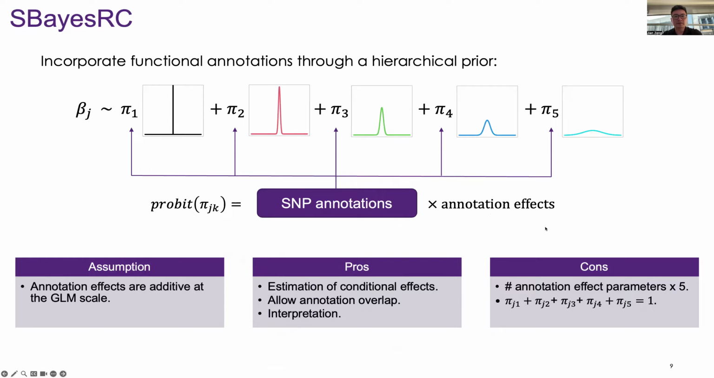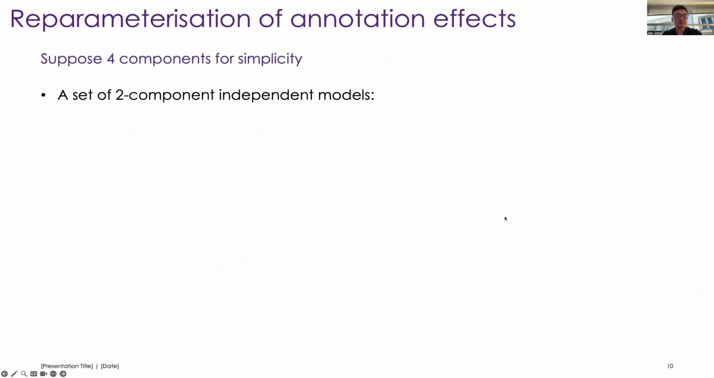However, this model also presents some challenges. As you can see, if we have 5 pi values, then we need to have 5 sets of annotation effects. And these pi values need to sum up to 1. So it's difficult to sample the annotation effect without constraint. Our solution is to reparameterize the annotation effect model to a sequence of independent binary decisions.